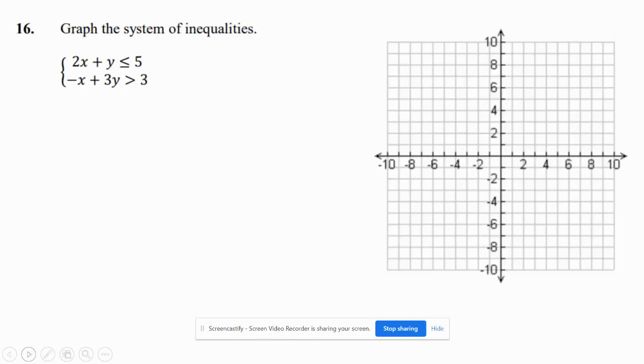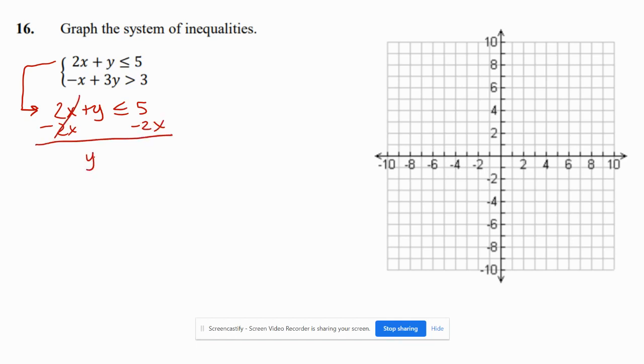All right, number 16 says graph the system of inequalities. Okay, so we'll start with the first one. You'll notice that these are actually sort of like in standard form. They're not in slope-intercept form. So the first thing we're going to want to do is get them in slope-intercept form. So we have 2x plus y is less than or equal to 5. I'm going to subtract 2x from both sides. Cancels on the left, bring down the y, that's less than or equal to, and then bring down negative 2x plus 5. I'm trying to get them into slope-intercept form, so y equals mx plus b.